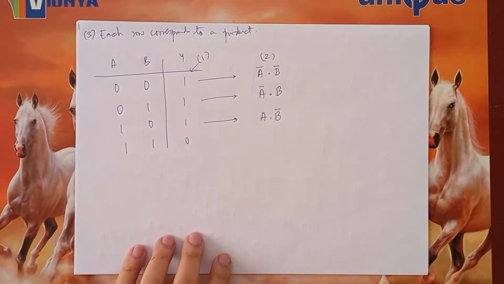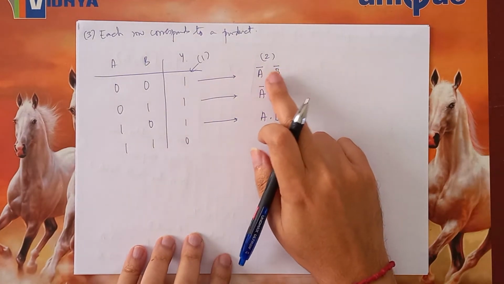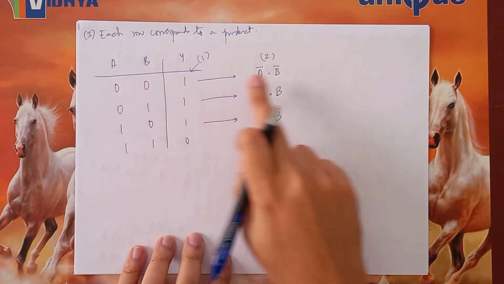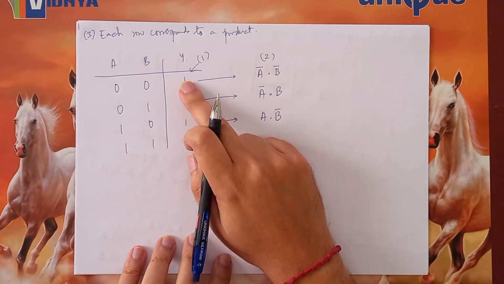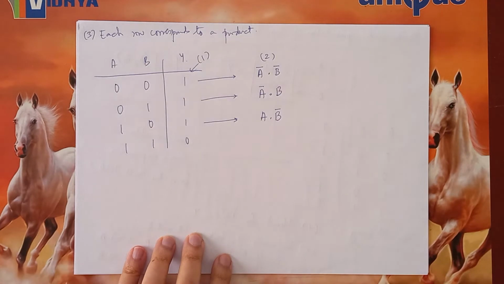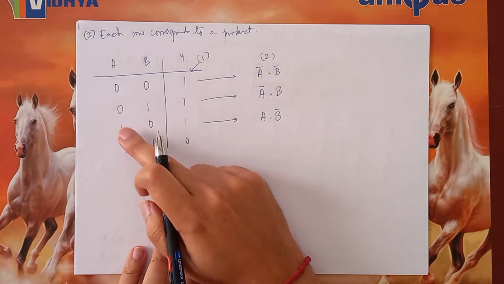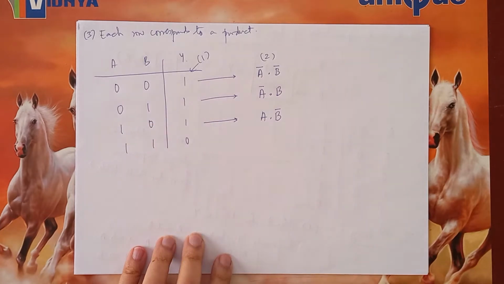Now why are we doing this? Is because if you notice in each row, if we put this expression, then indeed the y comes out to be a 1. Here a is 1, b is 0. So therefore a dot b bar will give me a 1. There is no other possibility.